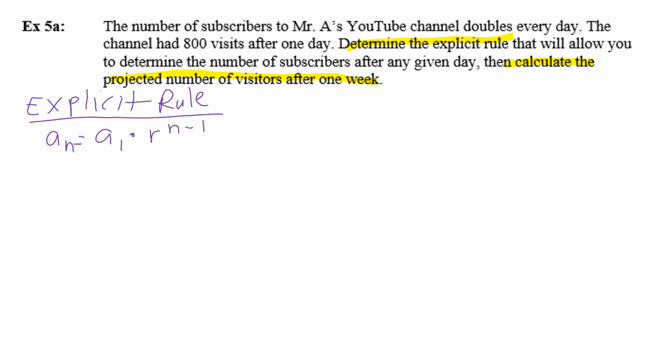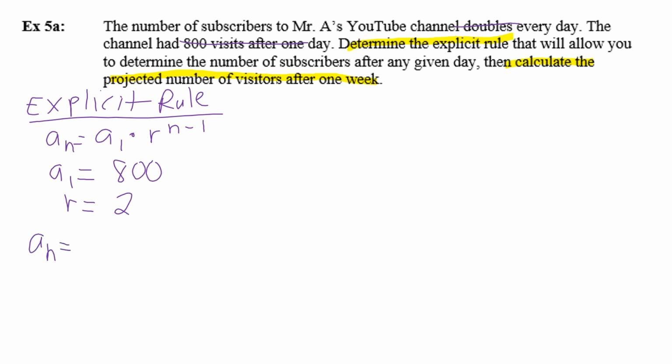Okay, a_1 is going to be our first term. We're told the channel had 800 visits after 1 day, so that's going to be a_1, 800. And then r is, what are we multiplying by? We're told that the number of subscribers to my channel doubles. If you want something to double, you need to multiply by 2. If you want it to triple, you multiply by 3. If you want it to quadruple, you multiply by 4, and so on. So now we have enough information to write the explicit rule.